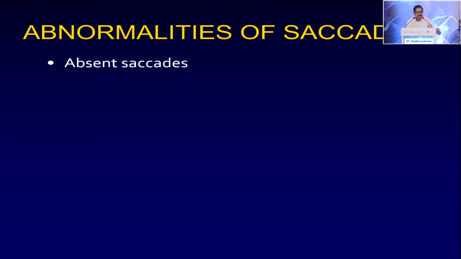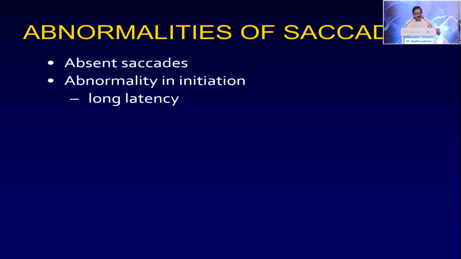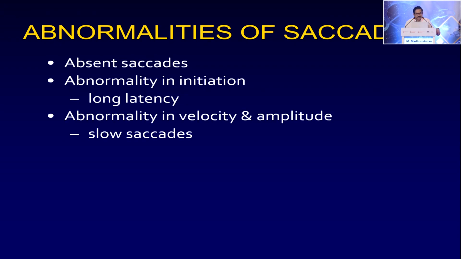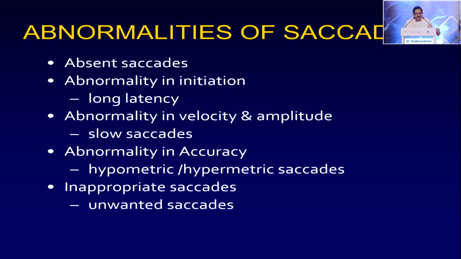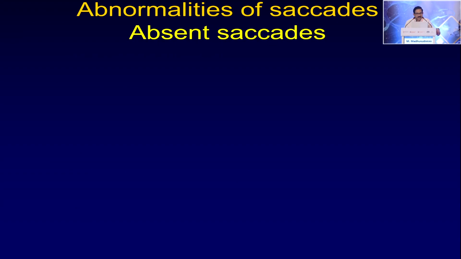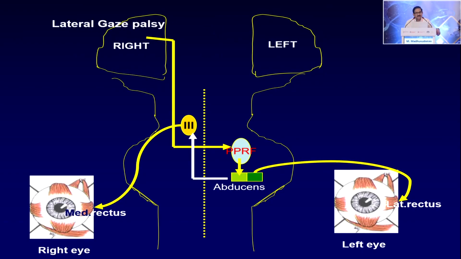Then I'll briefly mention the abnormalities of saccade: absent saccades, abnormality in the initiation, that is latency, abnormality in the velocity and amplitude, that is slow saccades, abnormality in the accuracy, hypometric and hypermetric saccade, and inappropriate saccade. Absent saccade can occur with lesions anywhere in the pathway.